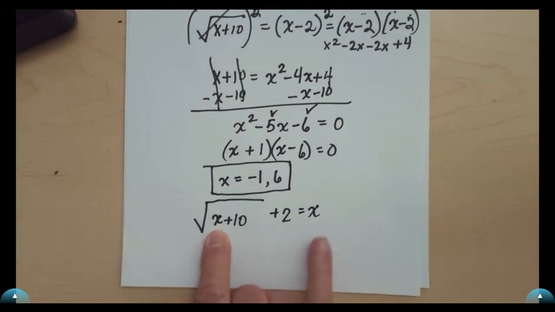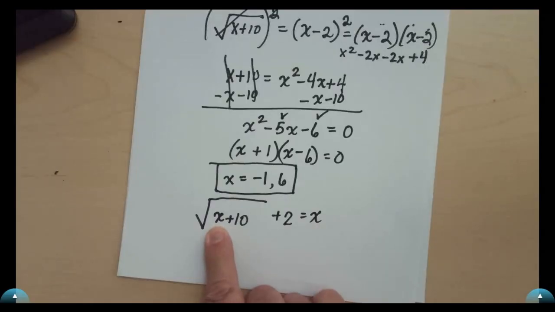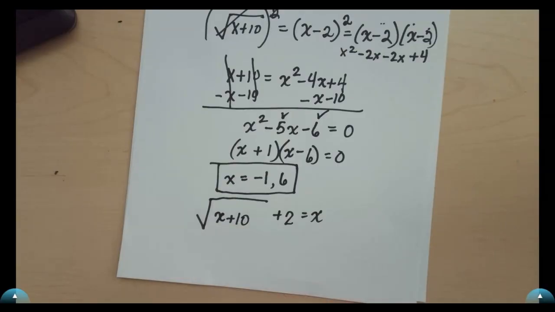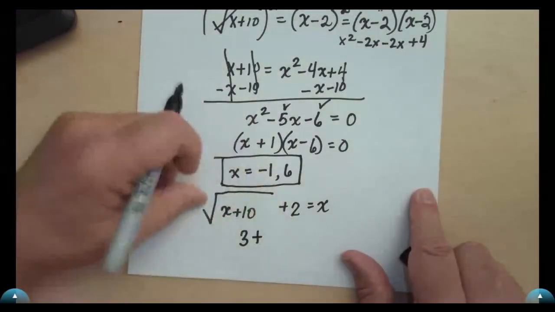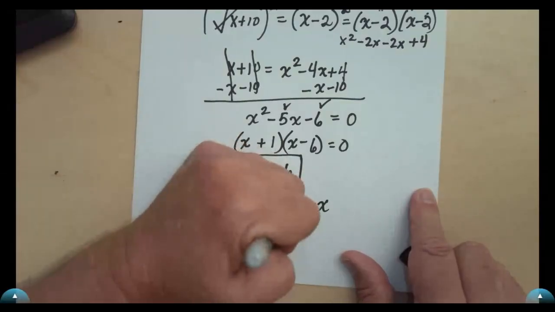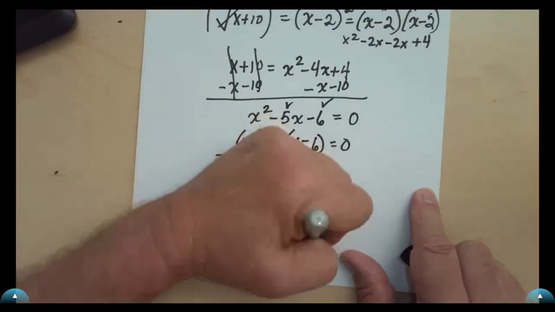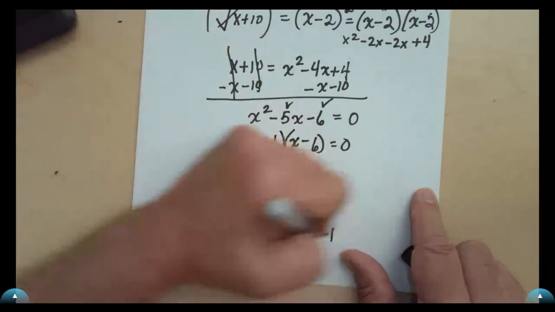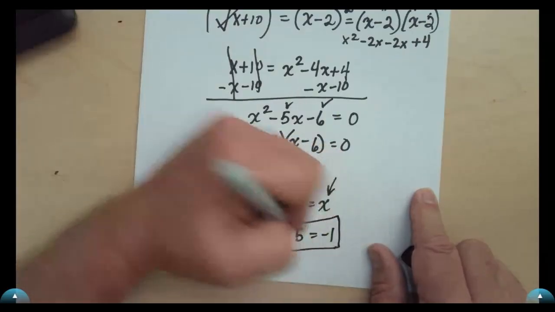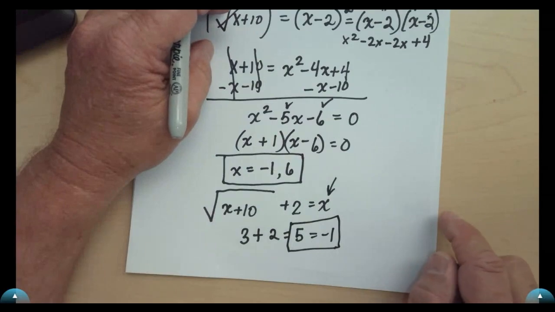I'm going to plug -1 in place of x in both of these places. Is -1 plus 10 equal to 9? Yes. Is the square root of 9 equal to 3? Yes. So when I plug -1 in on the left-hand side, I get 3 plus 2, which is 5, right? But then I also have to plug -1 here in place of x, and I get 5 equals -1. Is that true? Of course not.